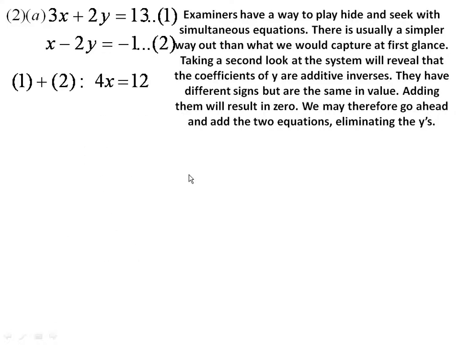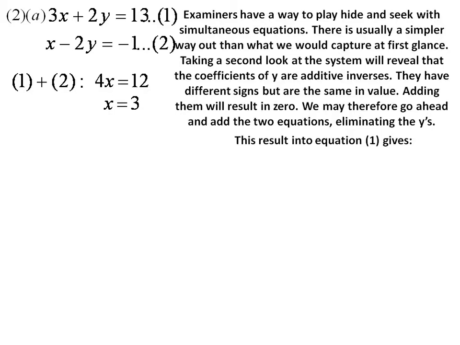So we add the two equations and the y's are eliminated. 3x plus x is 4x, and 13 plus a negative 1, which is 13 minus 1, is equal to 12. We have 4x equals 12. Dividing the equation by 4, the x will be the only thing left on the left hand side. The 4 will be eliminated, and 12 divided by 4 is equal to 3. So x is equal to 3.